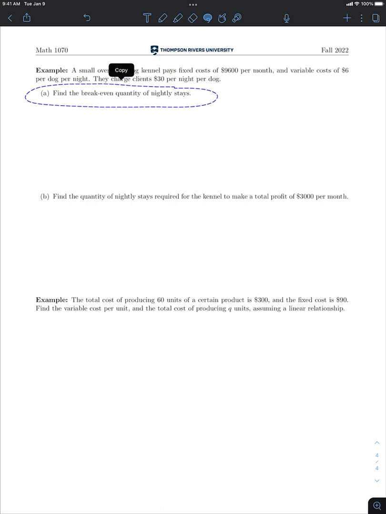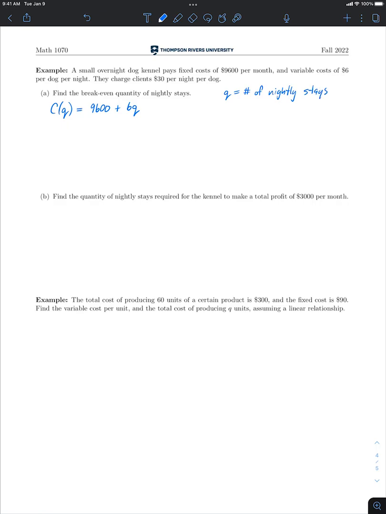Okay, well, remember the break-even quantity, that's where your profit function is equal to 0, or equivalently, that's where the cost function and your revenue function are equal, right? Where the total cost and the total revenue are the same. Okay, so let's write down what we have here. The cost function, if I write it as C(Q), remember the total cost is given by the fixed cost, which we were told is $9,600, added to the variable cost, which is $6 per nightly stay of a dog. So let's write plus 6Q. And just to clarify, let's say Q is the number of nightly stays.